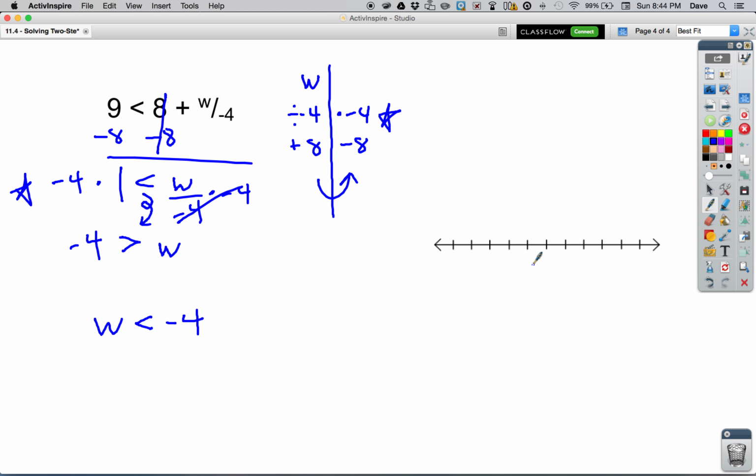W is less than negative 4. So all the numbers I'm about to graph have to be less than, but not equal to negative 4. So not equal to negative 4, but everything less than that. All right, and so that's putting all our steps together and how we solve two-step inequalities.